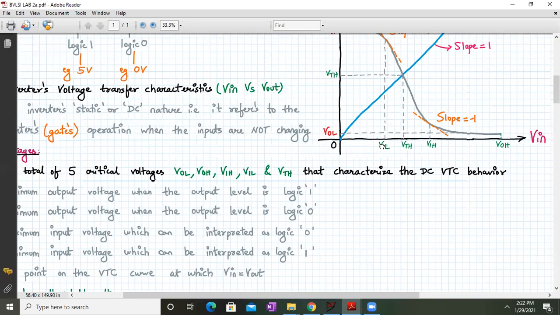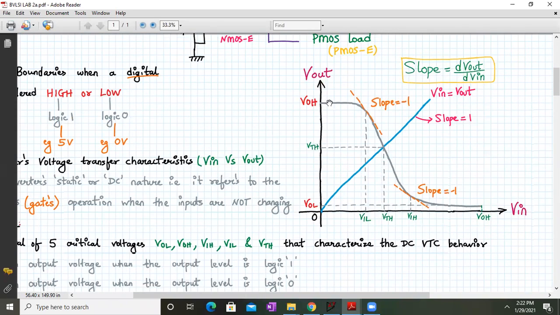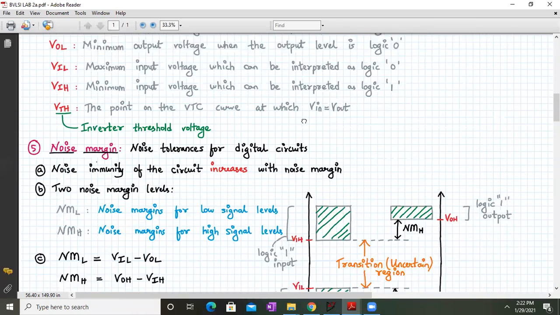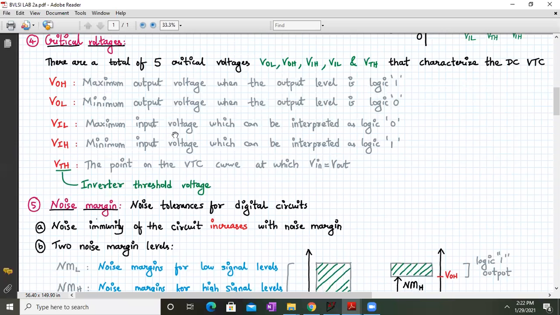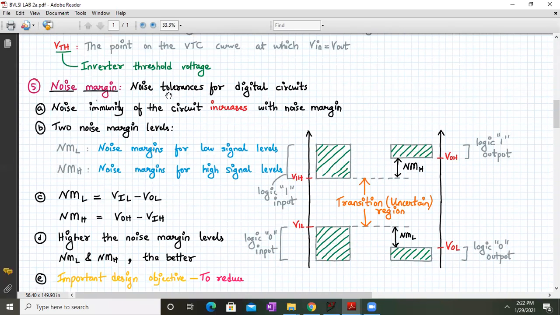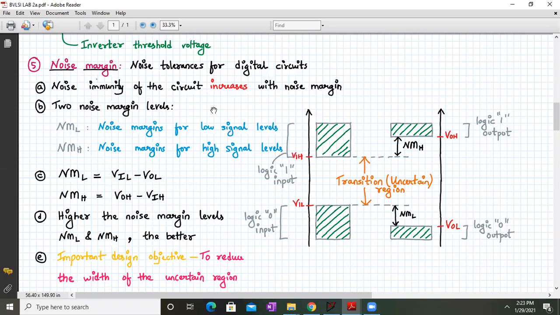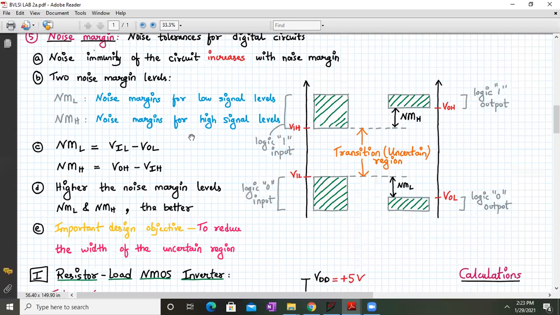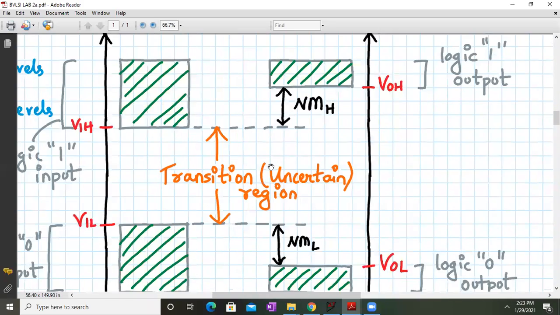Now before going further, let's see some more definitions and then we'll come back to this VTC curve. After knowing these 5 critical parameters, we define something called noise margin. Noise margins are nothing but the noise tolerance for digital circuits. Your noise immunity of the circuit will increase with the noise margin. The larger the noise margin, the more immune your circuit will be to noise signals. There are two noise margin levels: NML, the noise margin for low level signals, and NMH, the noise margin for high level signals. Now concentrate on this diagram.